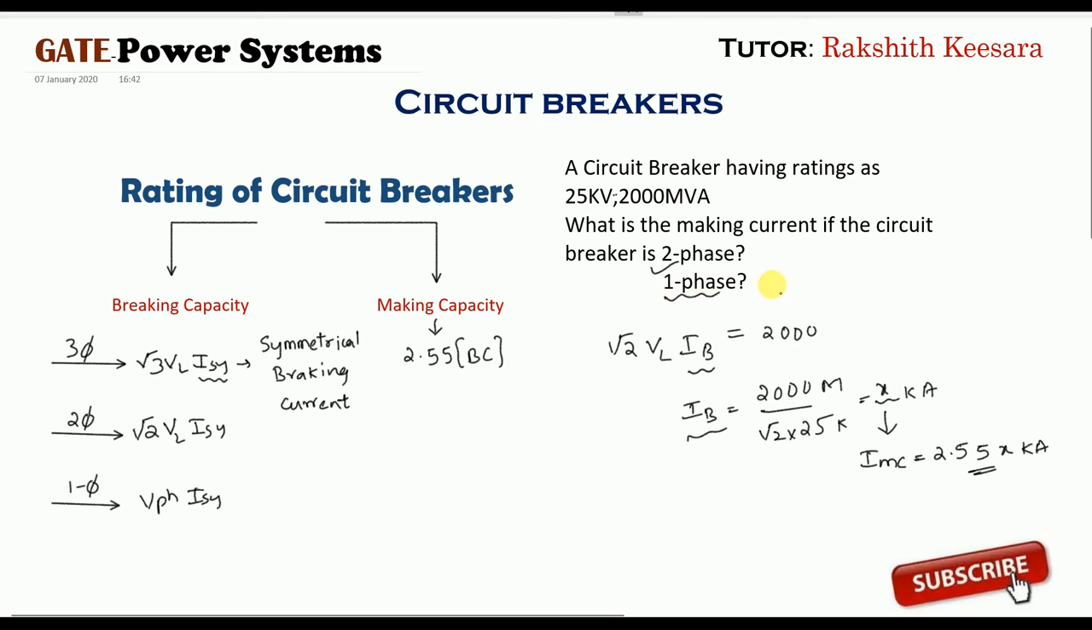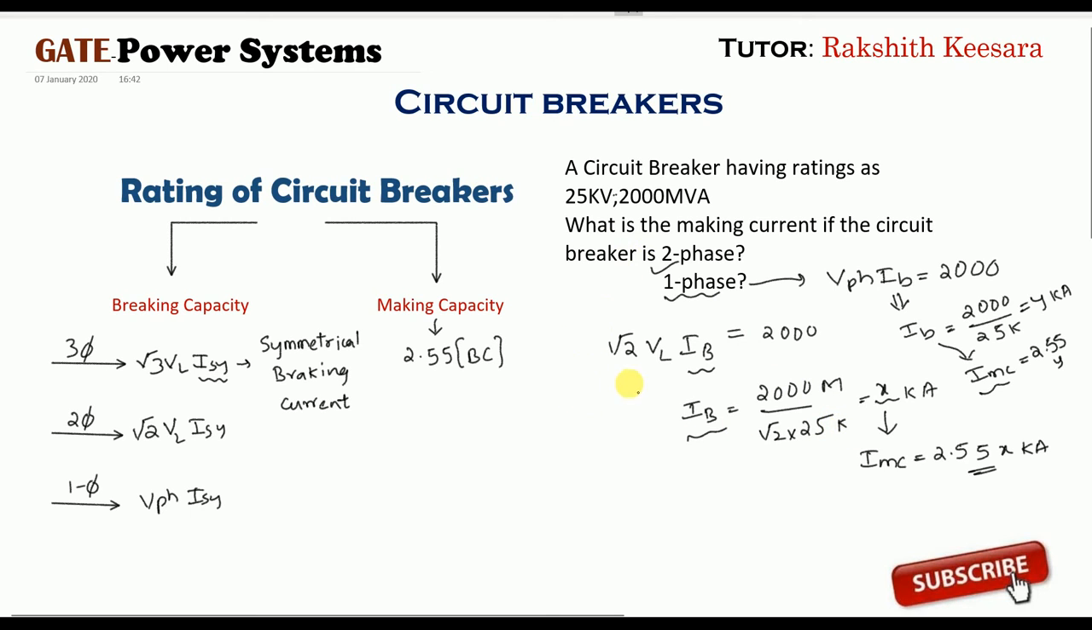Coming to single phase, V phase into IB equals 2000 MVA. Since it is single phase, the voltage mentioned is the phase voltage now. From here, my IB will be equal to 2000 by 25 kilovolt. From this, if I want to calculate the making current, let the answer be Y kilo ampere. I should multiply this with 2.55 to get Y. This is my making current in the single phase, and this is my making current in the 2-phase.